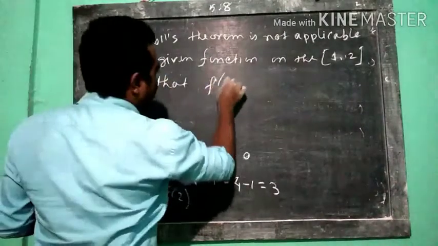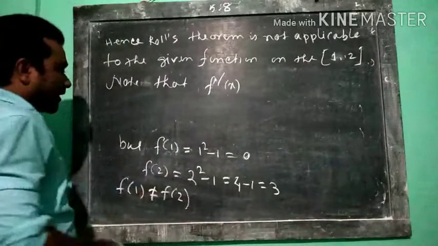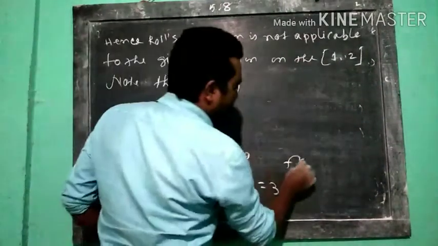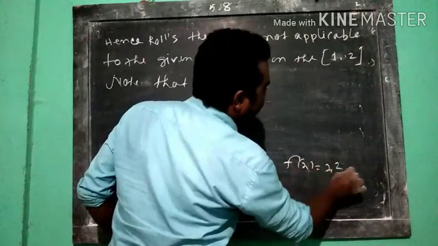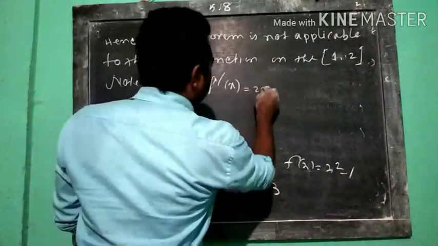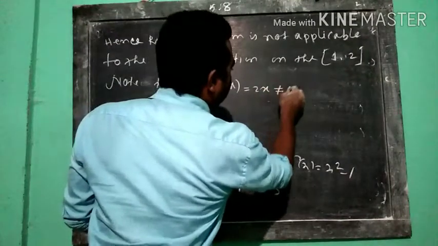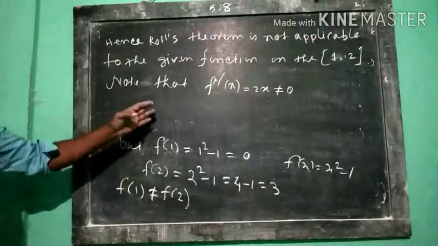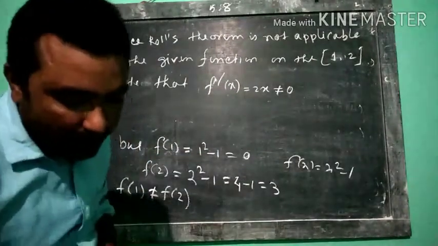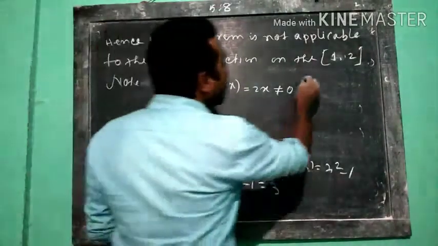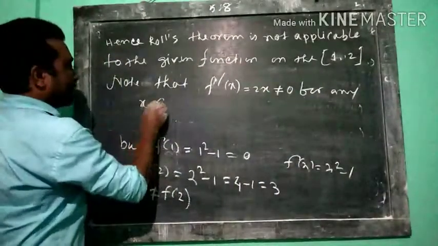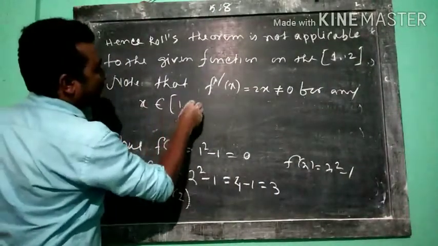Okay, note that f'(x) equals what? Since f(x) equals x square minus 1, if we differentiate this, we get 2x, which is not equal to 0 for any x belonging to (1, 2).